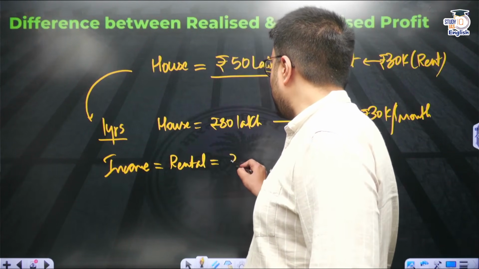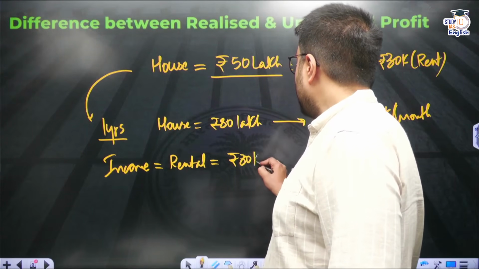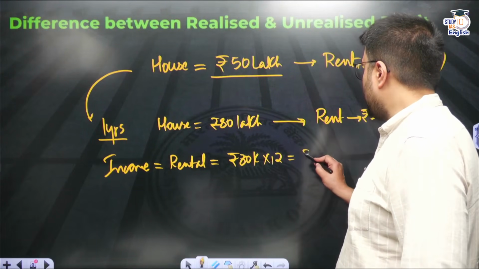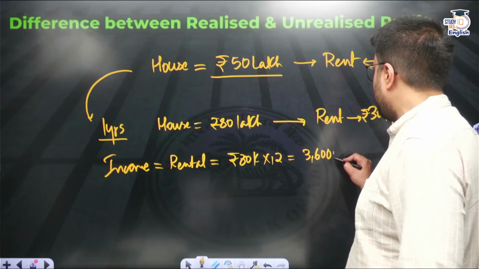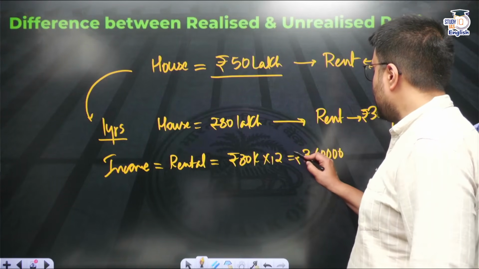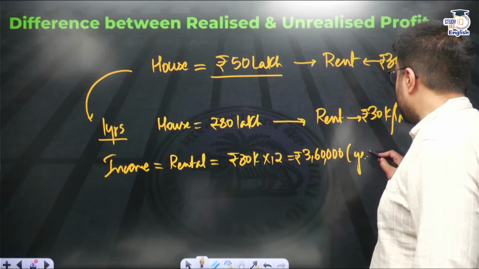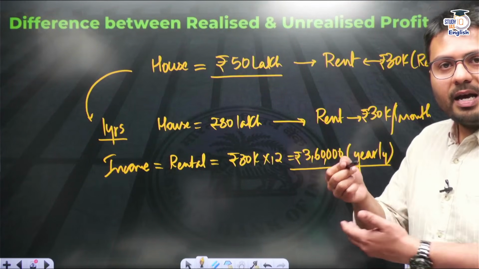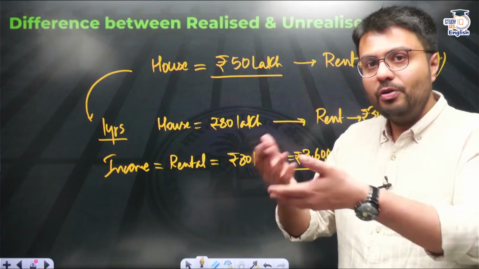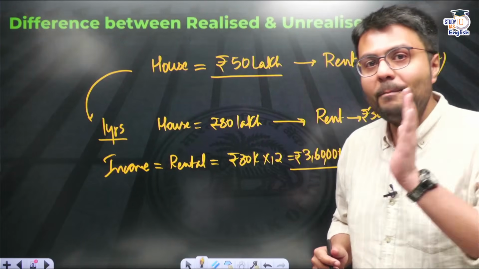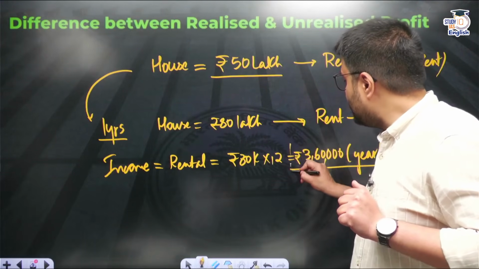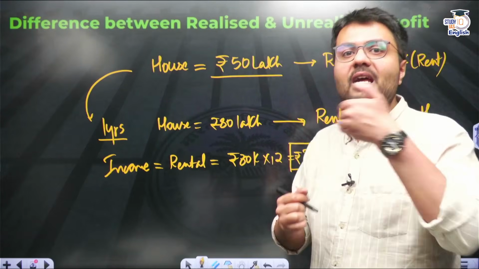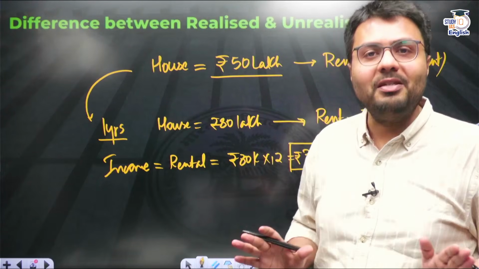30,000 rupees per year into 12 would give you 3,60,000 rupees as the yearly rental income. And this 3,60,000 rupees comes to you in the form of cash, or it directly enters into your bank account. So please understand, this 3,60,000 rupees is an income which you have realized physically or at least digitally.